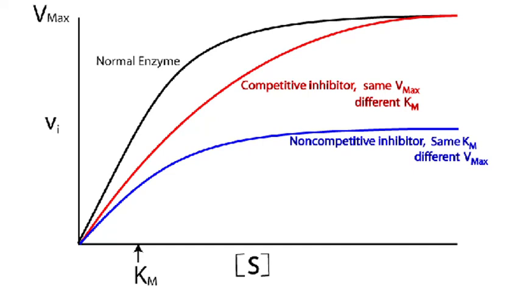Exactly. In competitive inhibition, the Km value increases because the substrate has to outcompete the inhibitor to occupy the active site, so more substrate is needed to reach half of Vmax. In non-competitive inhibition, the Km stays the same because the inhibitor doesn't compete with the substrate for the active site. However, Vmax decreases since the enzyme's overall efficiency is reduced, no matter how much substrate is present. That's the key difference between the two.